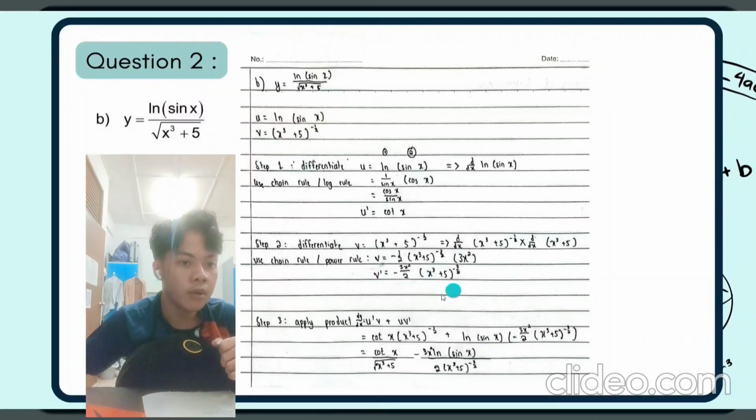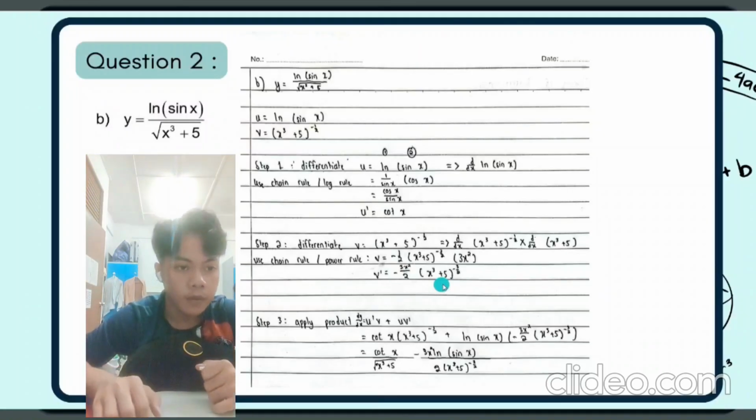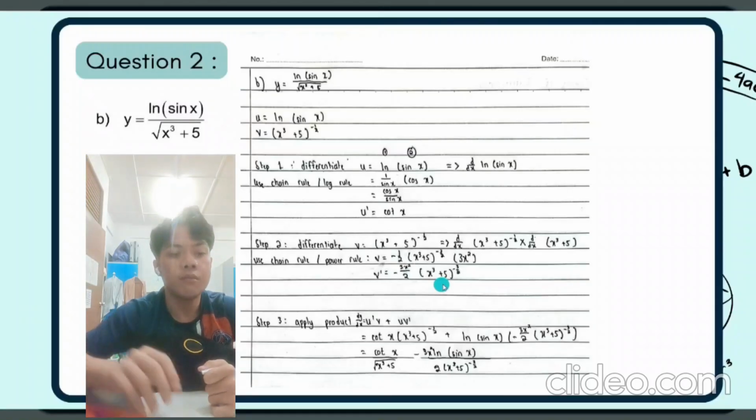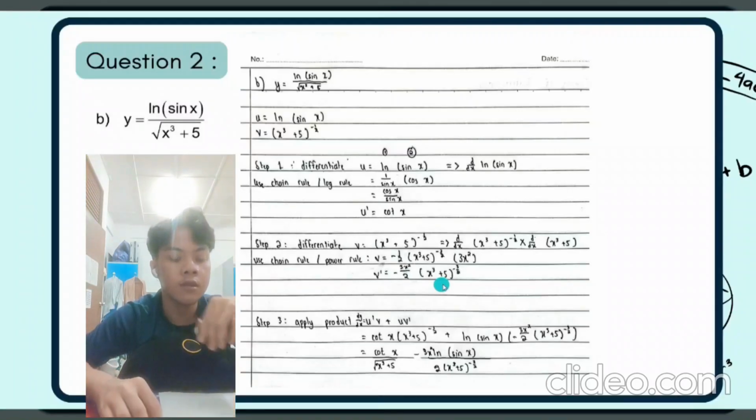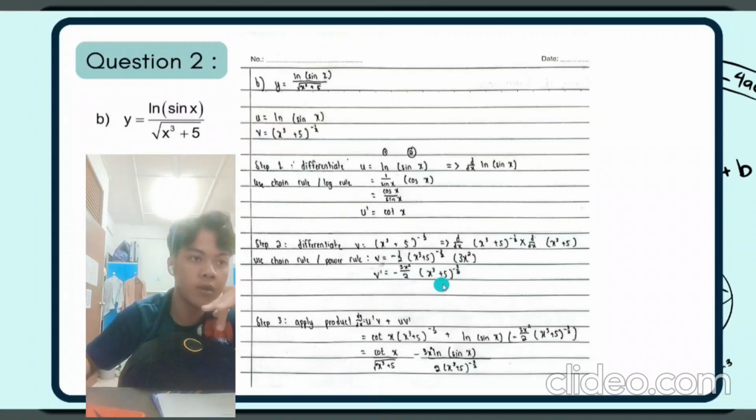We apply the product rule, same as before, using all of these answers, and we get the final answer: cot x over square root of (x cubed plus 5), minus 3x squared ln sin x over 2 times (x cubed plus 5) to the power negative 3 over 2.